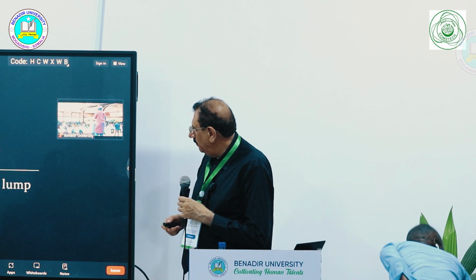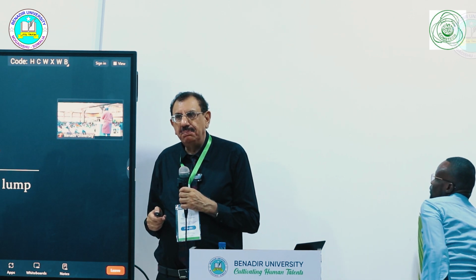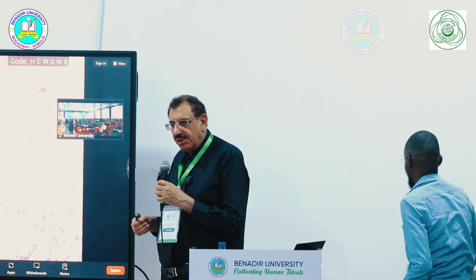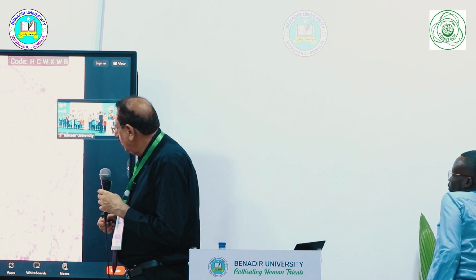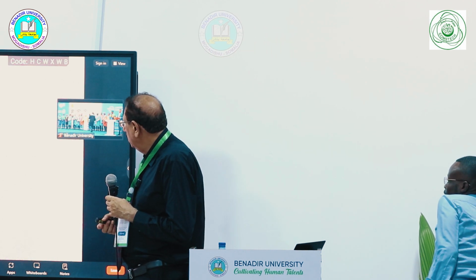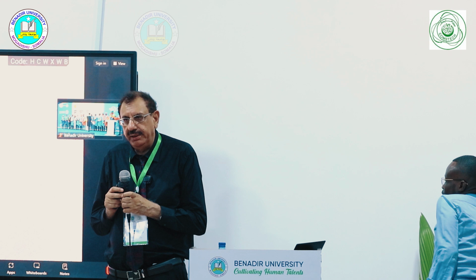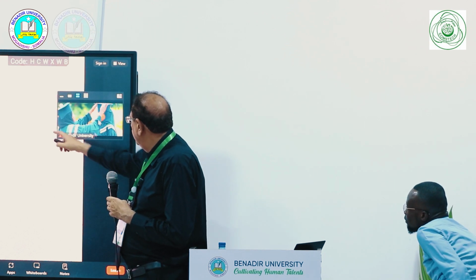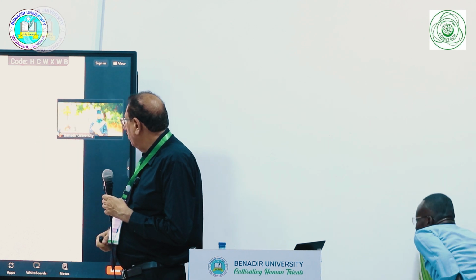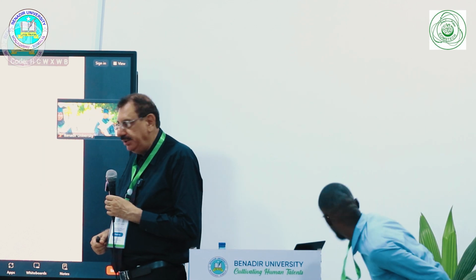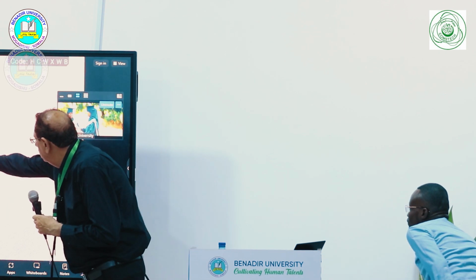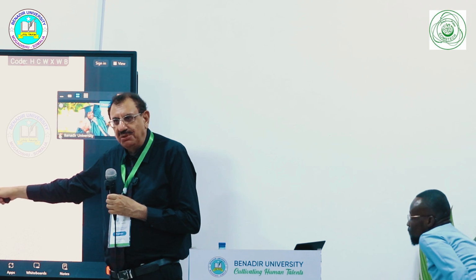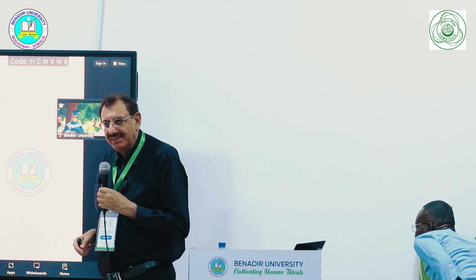A 50-year female presented with breast lump, right? This is how the biopsy looked, and you see that here, this is the normal breast lobule, right? And here is the tumor. So, what do you think? What does it look like?